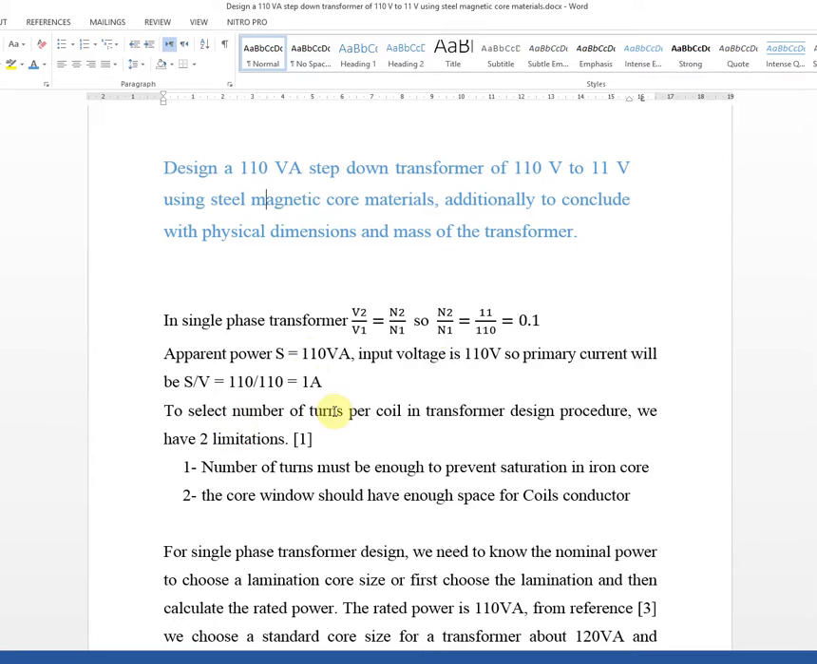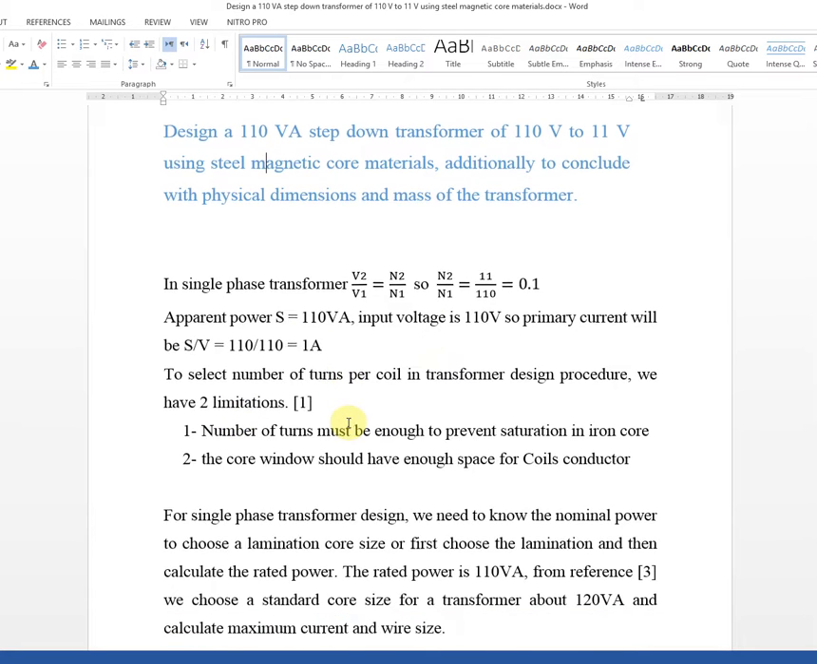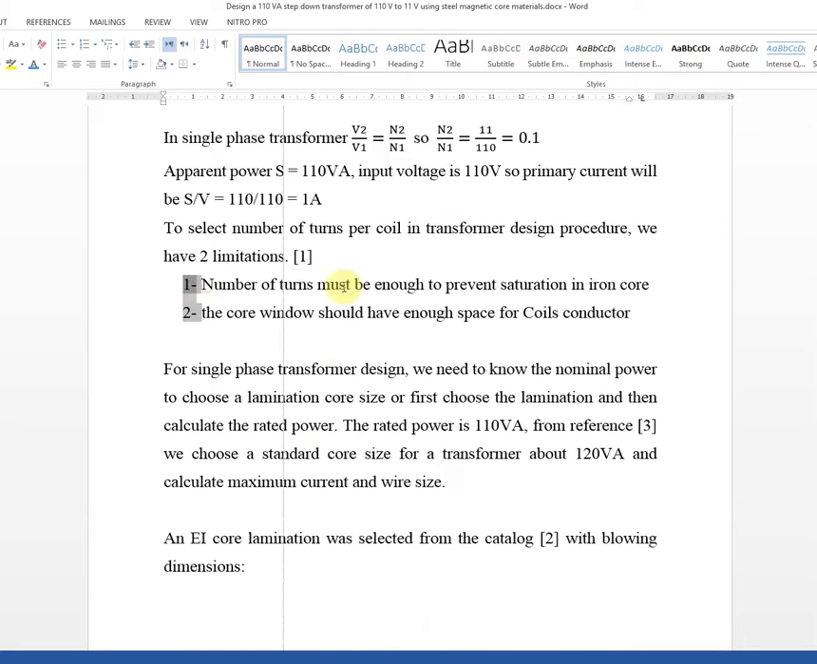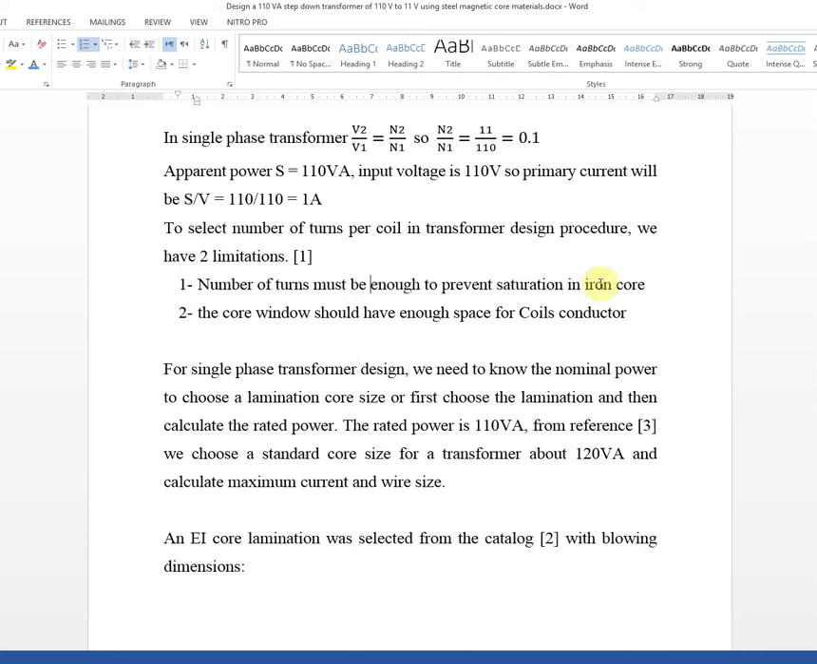To select the number of coil turns, we have two limits. First of all, we need to design the conductors of each coil so that the steel core should not be saturated. So the number of turns must be enough to prevent saturation in the iron core. The second limit is that the core window should have enough space for the coil conductors.